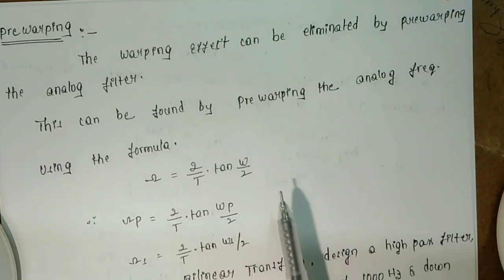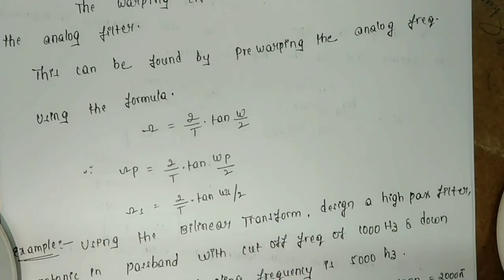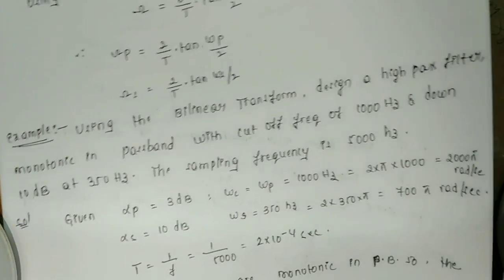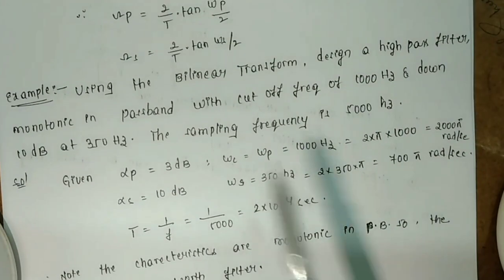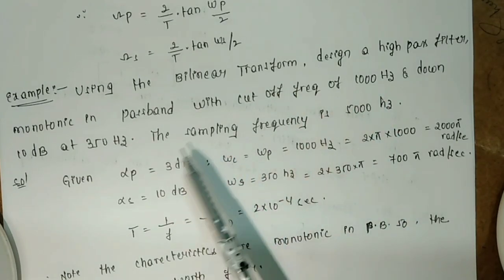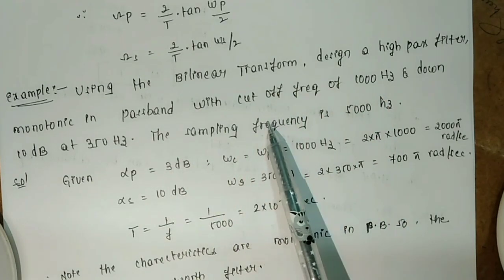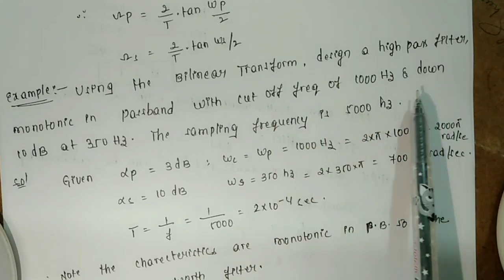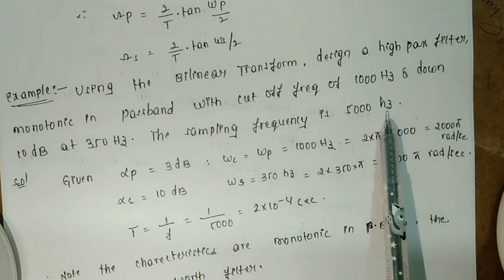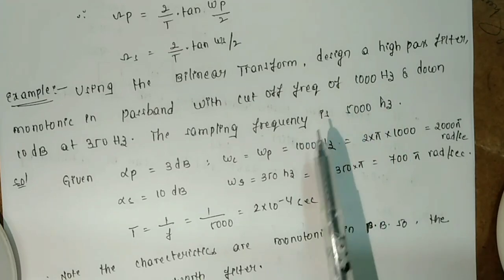So this can be explained by using an example. Let us see the example here. Using the bilinear transform, design the high pass filter which is monotonic in passband with a cutoff frequency of 1000 Hz and down 10 dB at 350 Hz, and the sampling frequency is 5000 Hz. So this is the data they have given.